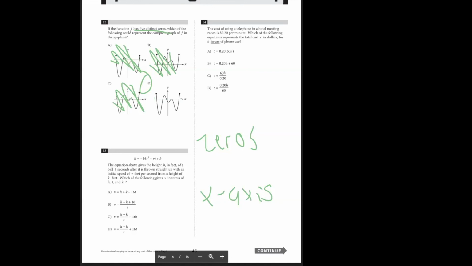Number 13, it says the equation above gives the height h in feet of a ball t seconds after it's thrown straight up with an initial speed of v per second, a whole bunch of letters pretty much. That's pretty much what that problem stem is saying. So it says, which of the following gives v in terms of h, t, and k? So all you have to do is solve for v. So let's do that on the side, just so we can get a good review of that.